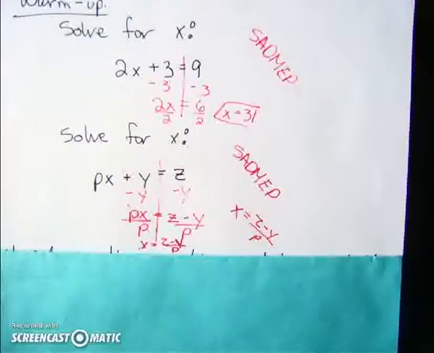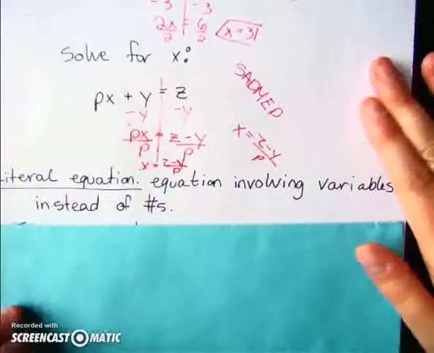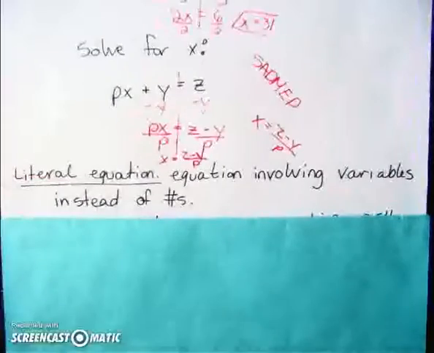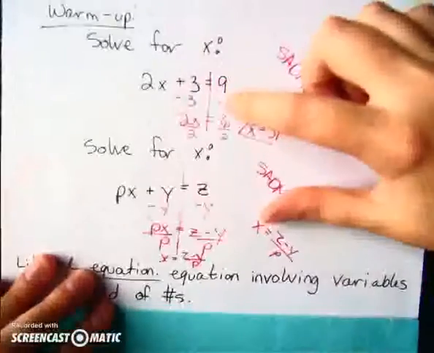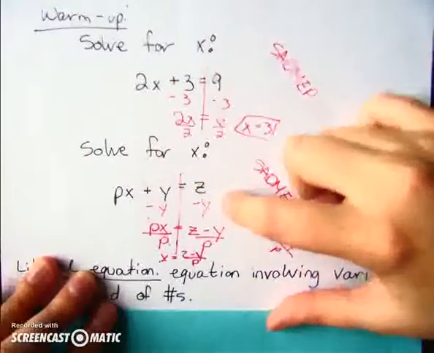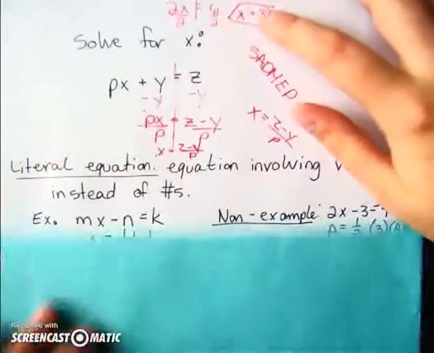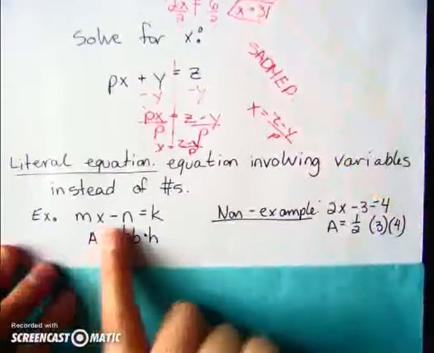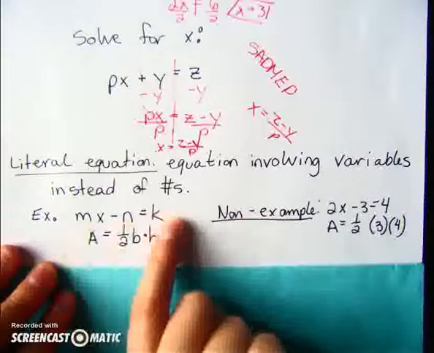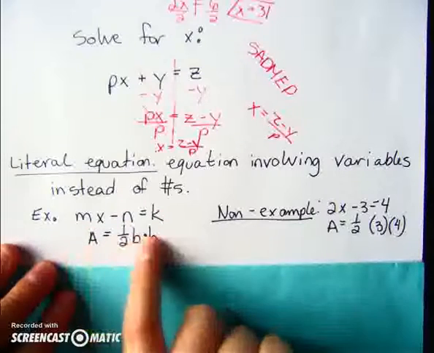It's not numbers. So let's talk about what a literal equation is. A literal equation is an equation involving variables instead of numbers. So this is a regular equation. This is a literal equation because it has variables instead of numbers. Okay? So for example, mx minus n equals k is a literal equation because it has letters. A equals 1/2 b times h is a literal equation because it has letters.